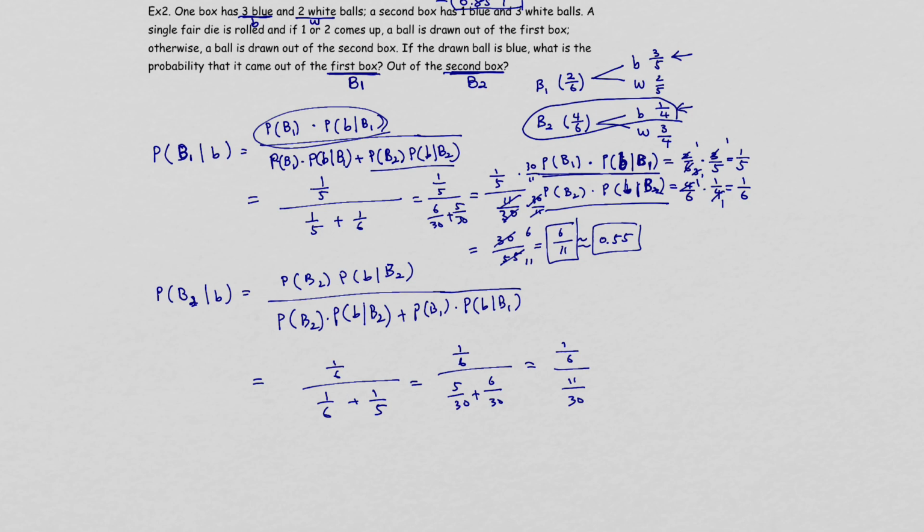And if you wanted to multiply the numerator and denominator by 30 over 11, why? So we can get rid of this denominator completely. This gives you 5/11 remains. And that's going to be the probability of getting blue from the second box.